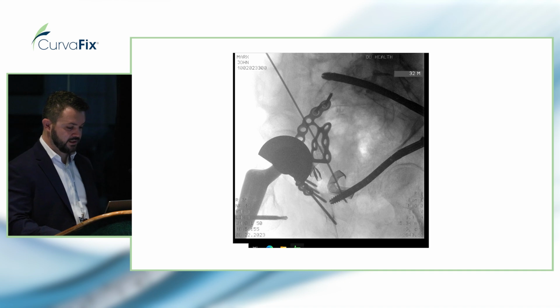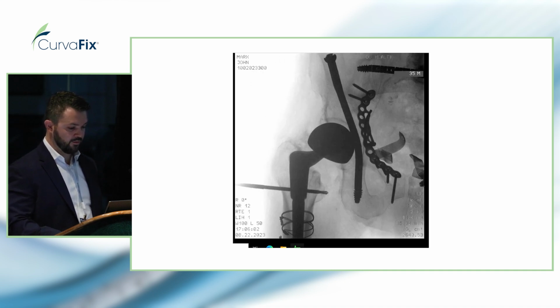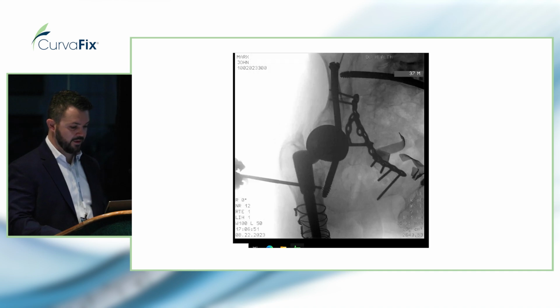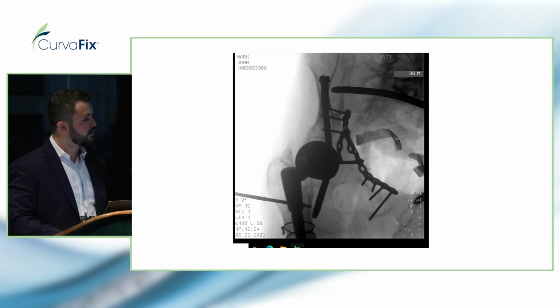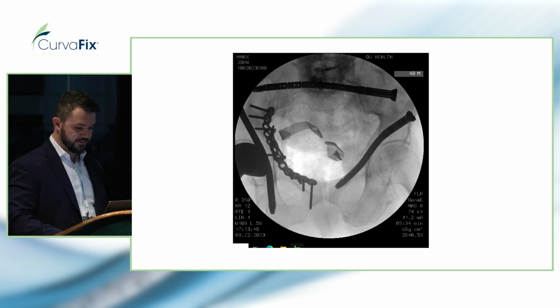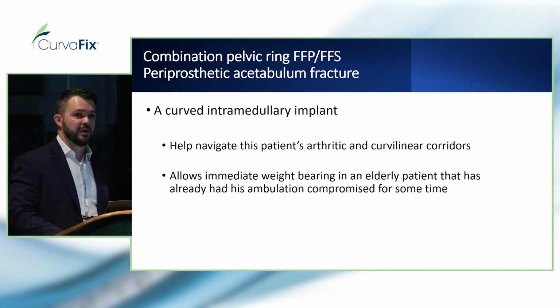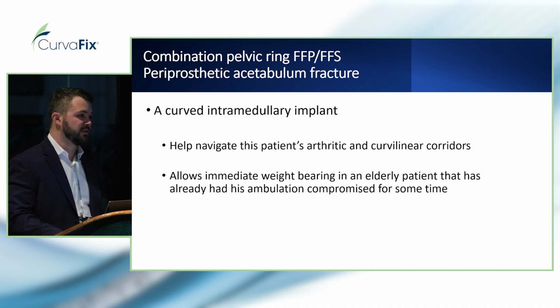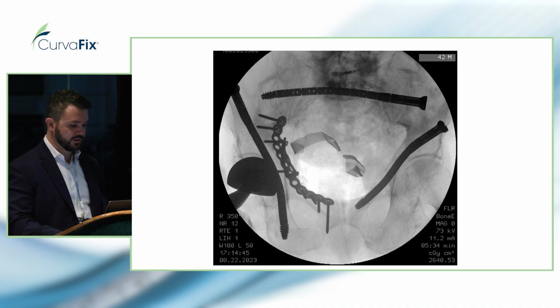One of the things that was interesting here is I think the plate provided some sort of a blocking element, which made that passage of the wire a little bit easier and kind of prevented it from coming out the fracture, which can happen sometimes. The reason we chose this was to help navigate his curvilinear corridors and then allow this elderly patient who's been bedbound for some time and deconditioned to get up and start weight bearing, hopefully help with pain control and help him start moving and get back in shape.